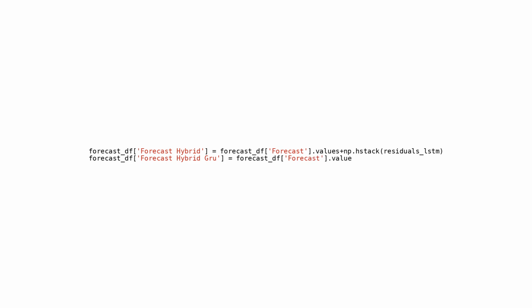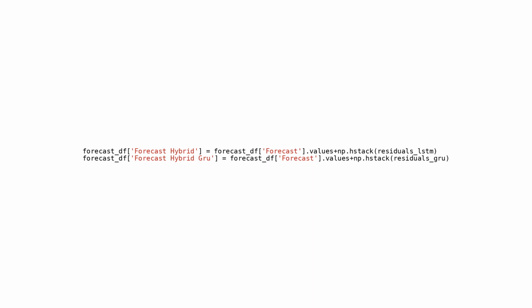Similarly, the second line adds a forecast hybrid GRU column by including residuals from the residual GRU variable, representing errors from a GRU model. This results in another hybrid forecast that accounts for systematic errors captured by both models. Ultimately, the code aims to refine forecast values in Fourier-Stiff for better accuracy in time series forecasting.